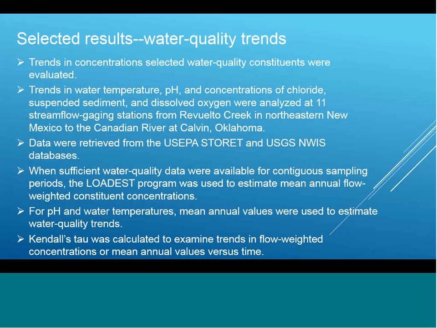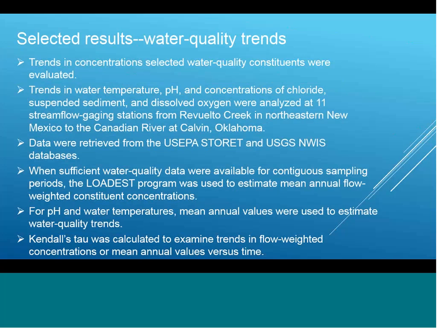The first couple of slides relate to my work. What we did was look at trends and concentrations of selected water quality constituents, relatively simple things, physical parameters like temperature, pH, concentrations of chloride, suspended sediments, and dissolved oxygen. Working with ecological members of the team, they thought these might be the most important water quality constituents that could affect fish communities in the river and its tributaries.